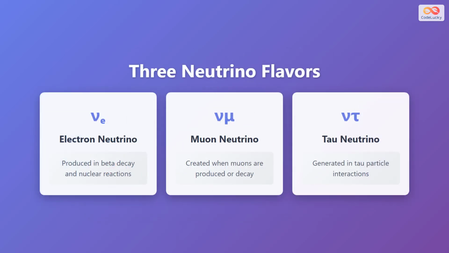Just like the charged leptons, neutrinos come in 3 flavors, one for each generation. The electron neutrino is produced in beta decay and nuclear reactions, such as those occurring in the Sun. The muon neutrino is created when muons are produced or when they decay. Finally, the tau neutrino is generated in interactions involving tau particles. Each neutrino flavor is paired with its corresponding charged lepton in the same generation, maintaining the structure we saw earlier.